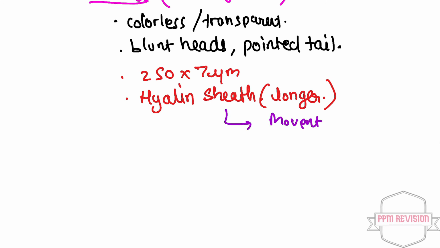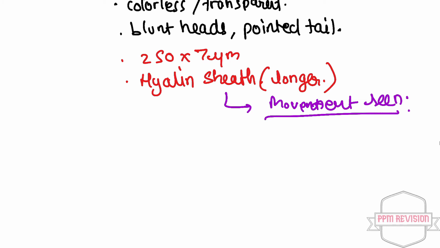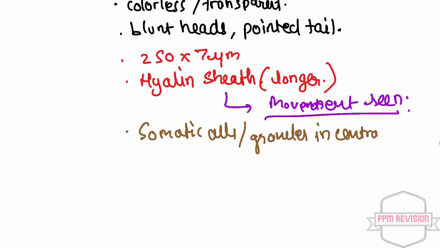The movement of the filaria is seen, due to the bigger structure. Another point is that the somatic cells or the granules are present in the central axis of the embryo, and it extends from the head to the tail.